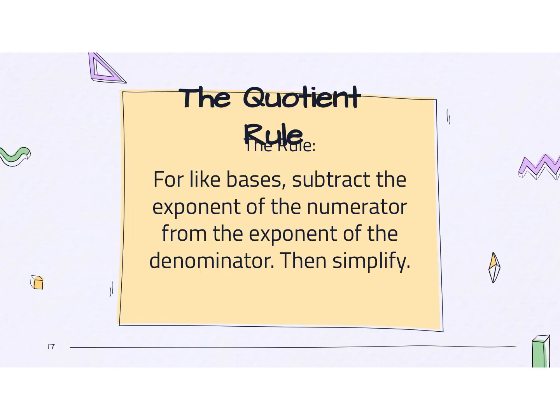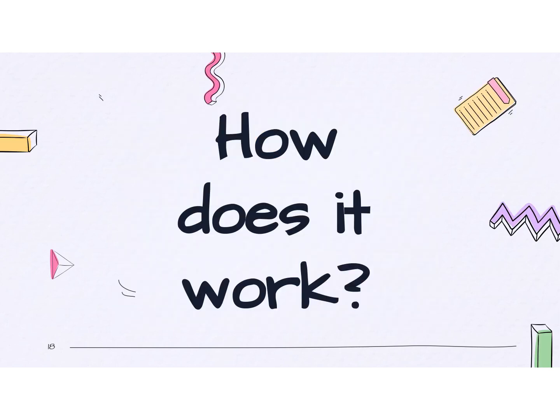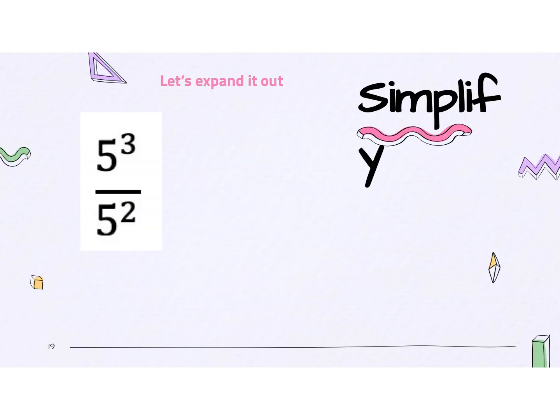The quotient rule: for like bases, you subtract the exponent from the numerator, this is important, to the denominator, and then you simplify. So how does it work? Let's give it a try. So like bases, you subtract the numerator from the denominator. 5 to the power of 1 equals 5. Easy, right?